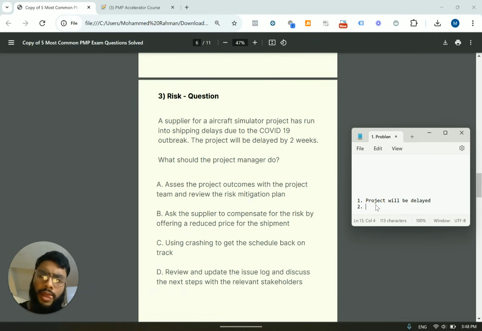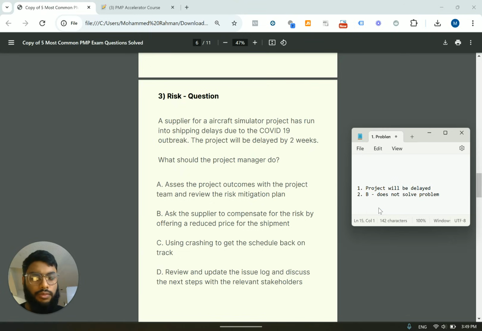What should the PM do? A, assess the project outcomes with the project team and review the risk mitigation plan. B, ask the supplier to compensate for the risk by offering a reduced price for the shipment. Okay, now I'm going to eliminate B, because yes, we might get a reduced price, but it does not solve the problem of the delay. Again, getting a discount might help us out, but it doesn't solve the issue. What are we going to do to bring the schedule back on track?